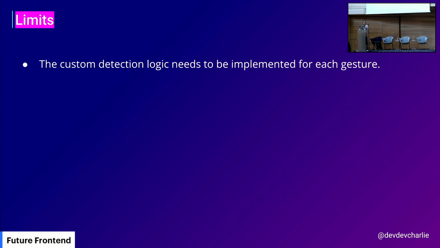So the custom detection logic needs to be implemented for each gesture. If we're thinking about the hands, if you want to do a thumbs up and you only have raw data of X and Y coordinates, how do you define that? How do you make sure that it's kind of generic, so it would adapt?